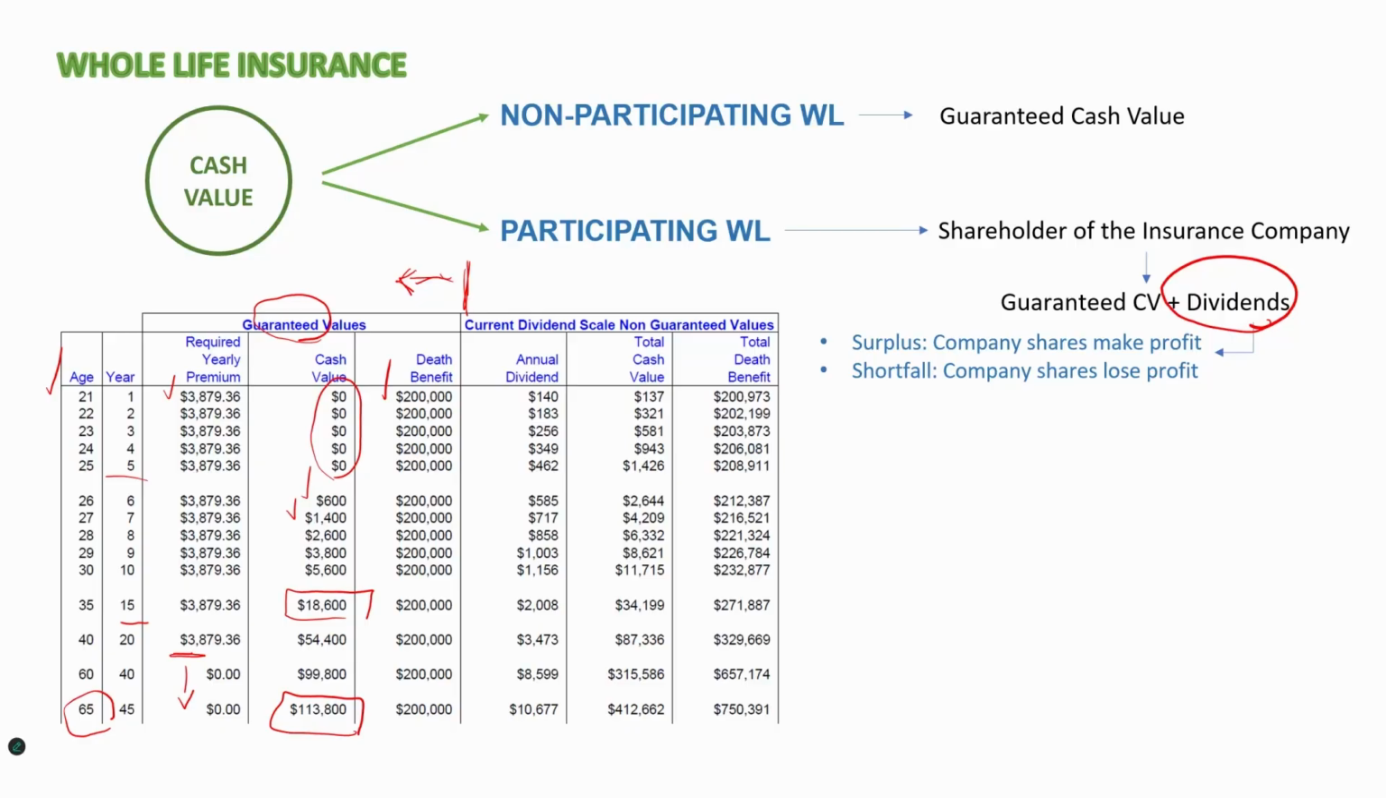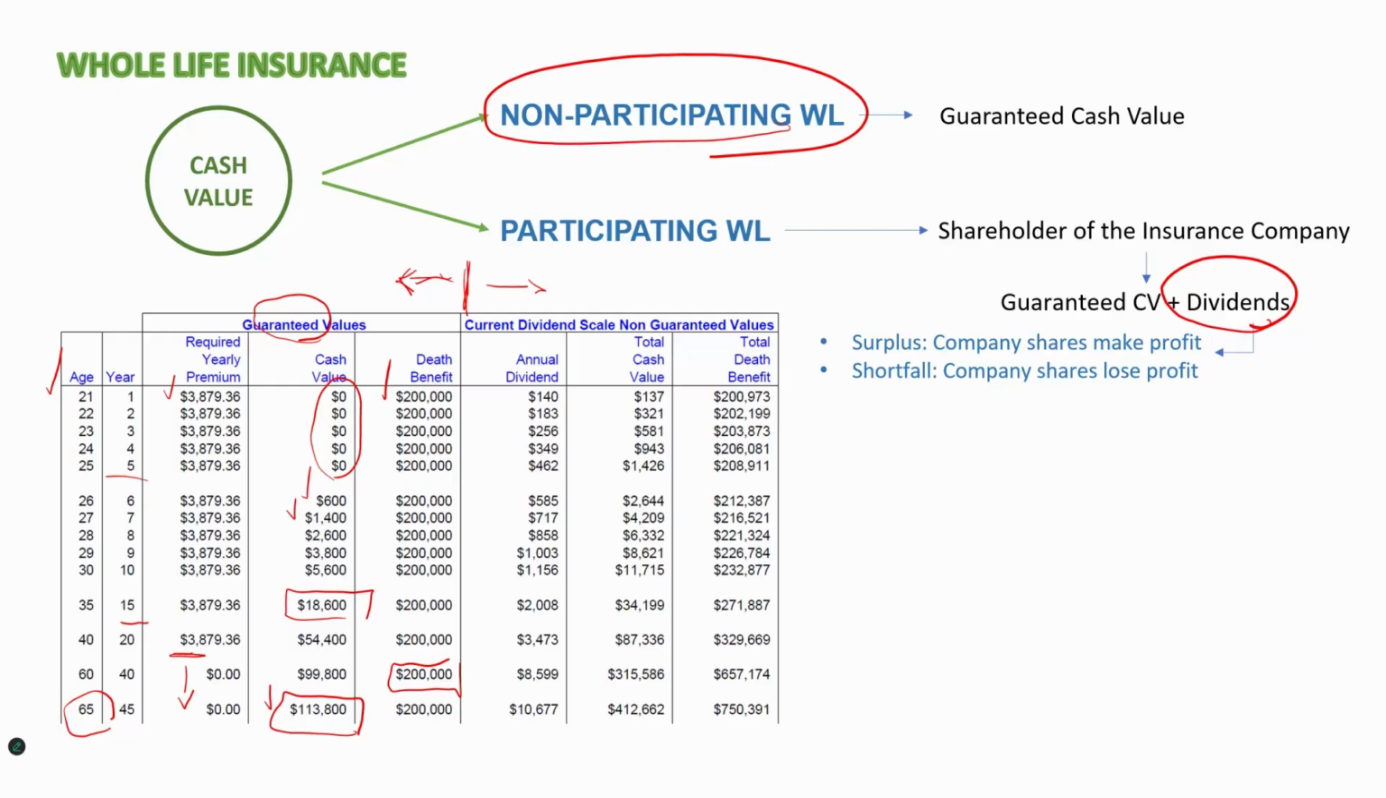So if the client passes away, their family is going to get $200,000. If the client needs some money, they can take it out from this $113,000. This would be a non-participating whole life, where everything is guaranteed. But in this section, it says with the dividend scale, and it's a non-guaranteed value because we don't know in the future how much dividend we're going to be paid.